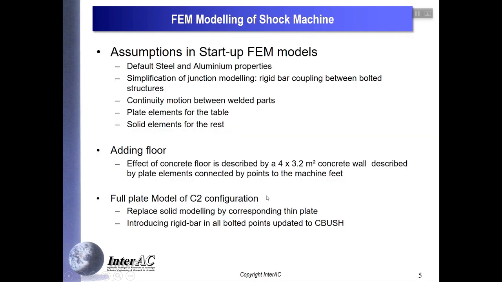Just a few explanations about the content of the FEM model. The model is mainly made with default steel and aluminum properties. We do some simplification to the junction modeling. We add some rigid bar coupling between some systems, but on some others we replace the junction by bolted points. In FEMAP it's described by CBUSH. So for some parts of the system we assume continuity of motion, for example, welded parts. We also have added the floor in concrete, and we just limit it to some piece to make it computable. And the floor is described by a concrete plate element attached to the machine feet.